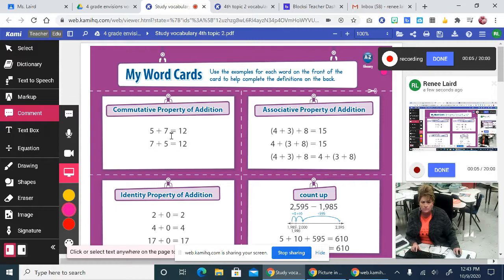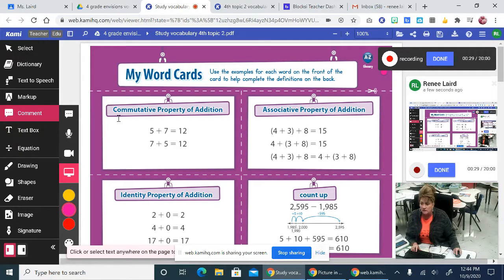Okay, guys. So this is part one with your vocabulary words. Alrighty? These are all the vocabulary words you use for topic 2. So I want you to follow along as I am demonstrating them right here to you in each box.